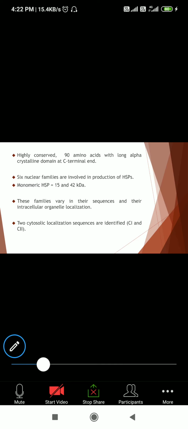Meaning, out of the 6 gene families for heat shock, we are having 2 heat shock proteins which are meant for the cytosol only. These gene families were designated as C1 and C2. These two cytosolic localization sequences are identified as C1 and C2. If in the future, during this lecture, we come across C1 or C2, it's obvious these are the heat shock proteins which are for the cytosol.